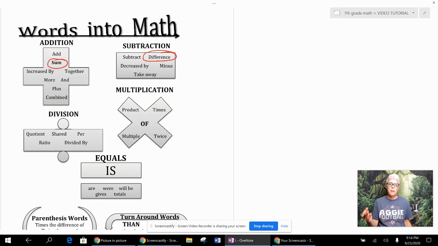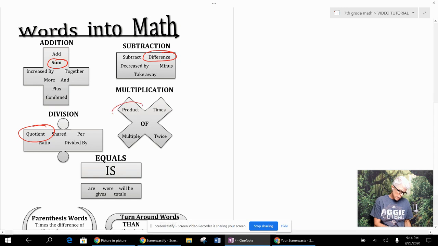but difference means subtraction. Now, with division, the one I want you to focus on is the word quotient. Quotient means dividing. So if I say the quotient of 6 and 3, I'm saying 6 divided by 3, which is 2. So I'm dividing those two numbers. So quotient means division. If I say ratio or divided by, obviously divided by means you're dividing. Per and shared also mean division.